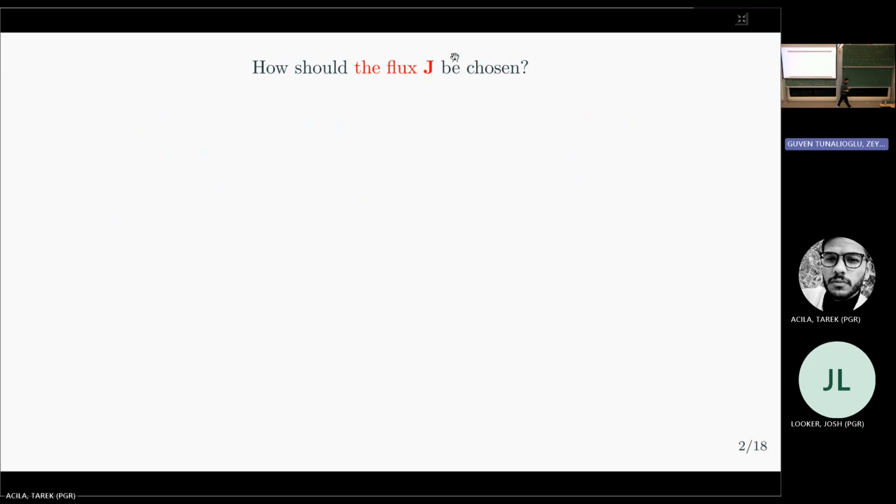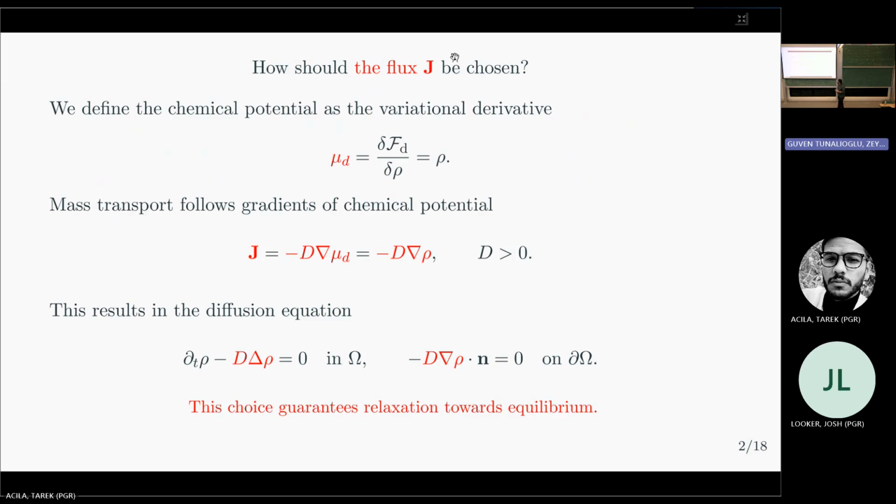How should that be chosen? As I said, we want to go towards equilibrium, which is characterized by energy minimization. So I'll choose the flux such that my solution will minimize the energy. What I want to do now, I will vary the energy. Okay, so I know how it changes. I will get something called the chemical potential. That's basically the energy cost of adding one molecule to the system.